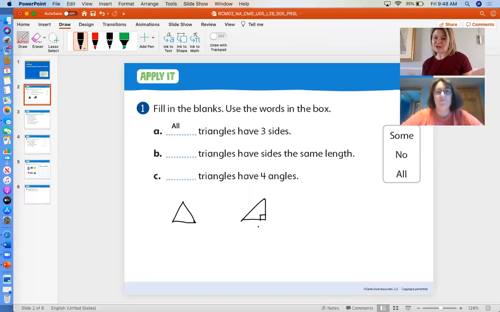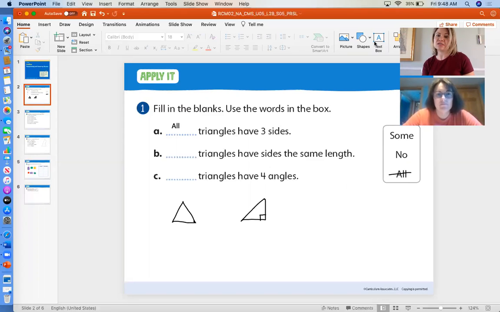So I already used all. My options are, do no triangles have sides the same length? Well, this one has sides the same length, so it can't be no. What's that leave us with? Some. Right? Some triangles have sides that are the same length.